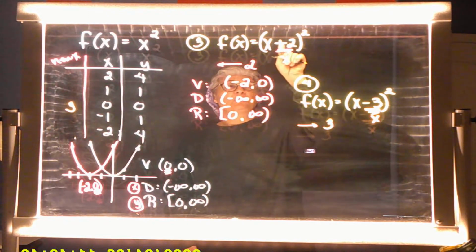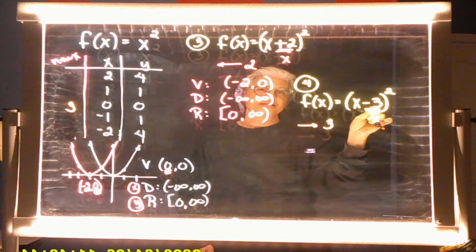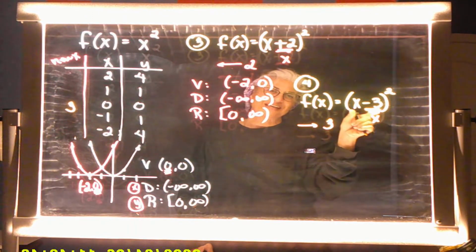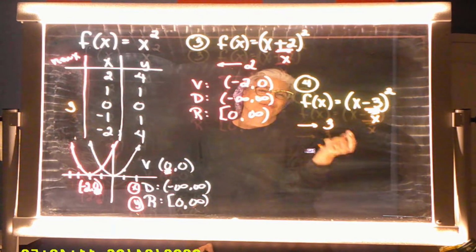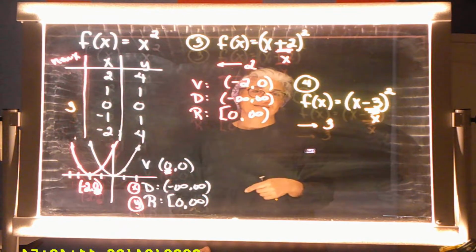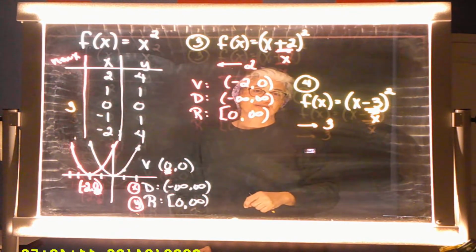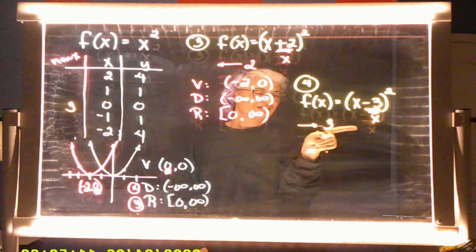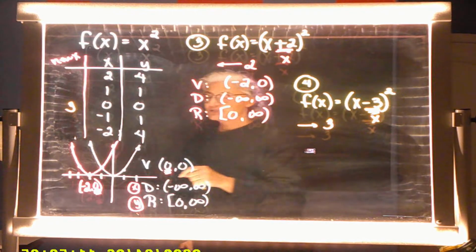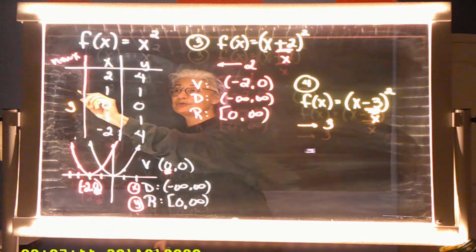Notice up here, we added 2, but we went left 2. Here I'm minusing 3, but we're going right 3. When it affects your x's, it goes in the opposite direction of the sign. This is a positive, I'm going in the negative direction. This is a negative, I'm going in the positive direction. Are you with me?